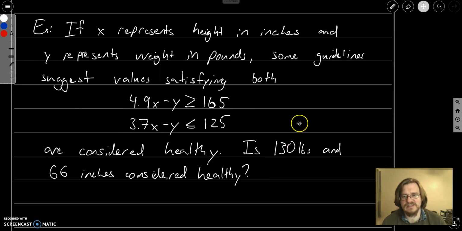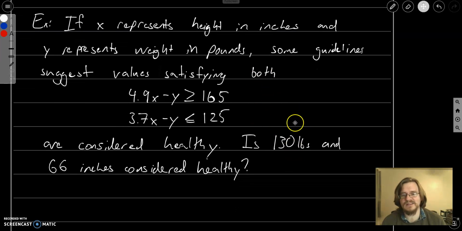Also, before I start this example, this is about medical things. I'm not a doctor. Don't trust any of this. This is just coming from the book.